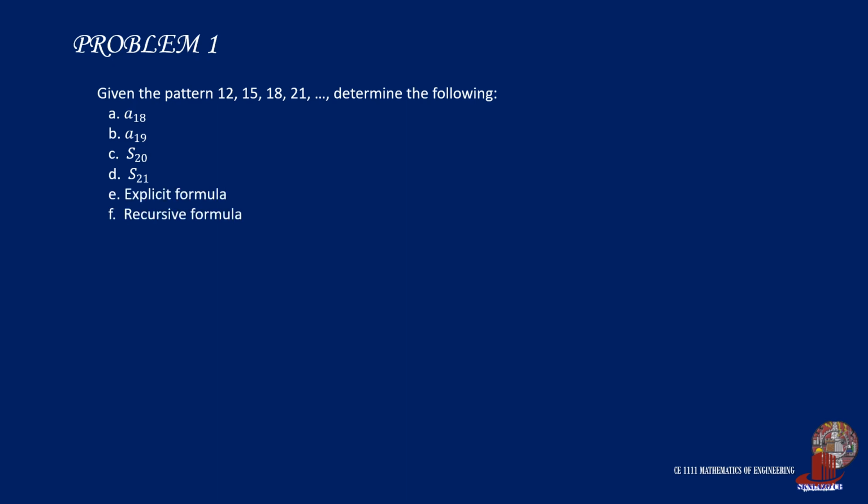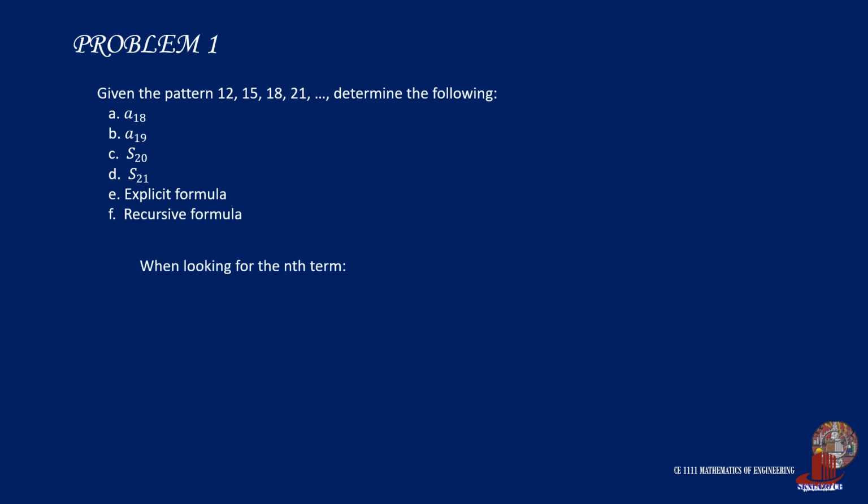The first problem provides the elements 12, 15, 18, and 21 as the pattern, and the tasks are to find the 18th and 19th terms, also the summation of 20 and 21 terms, then determine the explicit and recursive formulas for the pattern. In arithmetic sequences, there are only two standard formulas provided.